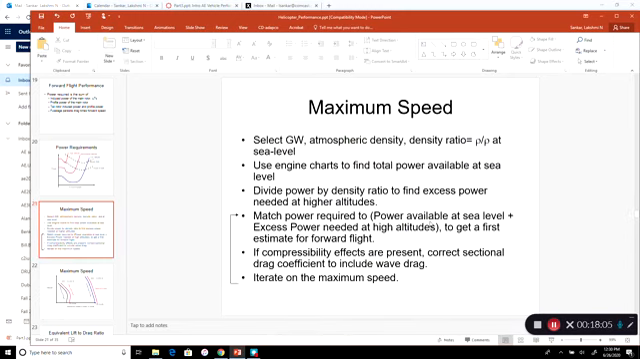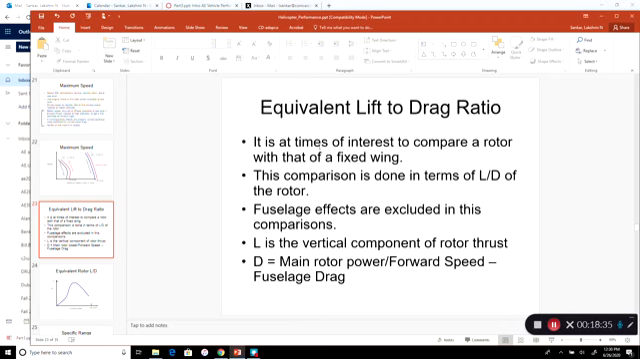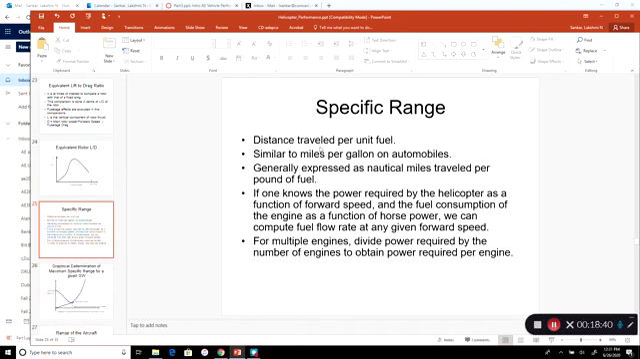So how do you find a maximum forward speed? Select a gross weight, atmospheric density, density ratio. Use the engine data to find the power available at sea level. Multiply by density ratio to find the excess power needed at higher altitudes. Do basically power available to power required. When it's reached, that's your maximum speed. So it can again be plotted in a number of ways. We don't need the lift to drag ratio in our performance, so I'm going to skip this.